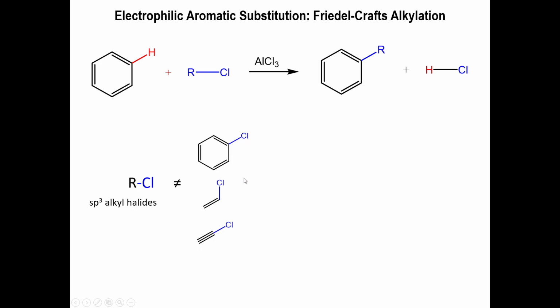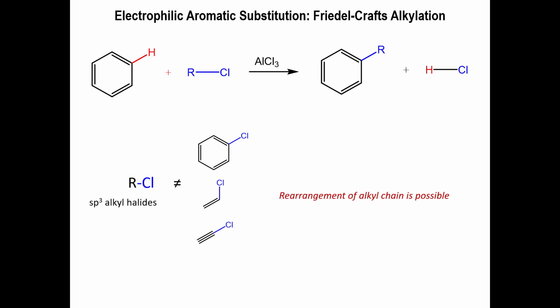But the same thing happens with vinyl halides or even alkyne halides. You don't really produce good carbocations because they don't have a good way of stabilizing themselves. So you're basically constrained to sp3 hybridized carbon chlorine, carbon bromine, carbon iodine bonds.